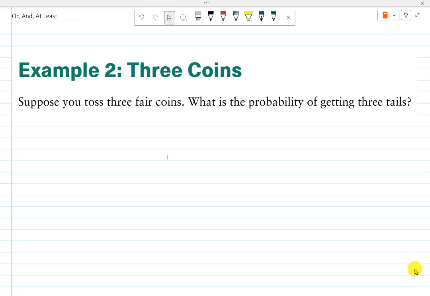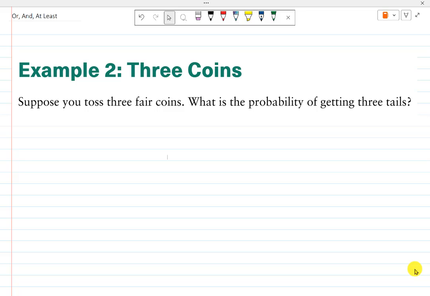In this section, we're going to examine compound probabilities that will use one of three important compound words. We're going to look at the words or, and, and at least. So this problem that's staring at us on the screen looks like an and type problem, and you'll see what I mean in a minute.